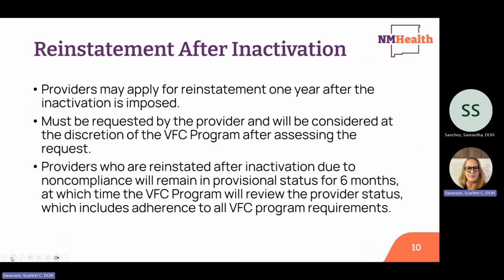Providers can apply for reinstatement 1 year after their inactivation is imposed. It has to be requested by the provider, and it will be considered at the discretion of us at the VFC program after we assess the request. Providers who are reinstated after inactivation due to noncompliance will remain in provisional status for 6 months, at which time we'll review the provider status, including adherence to all VFC program requirements.